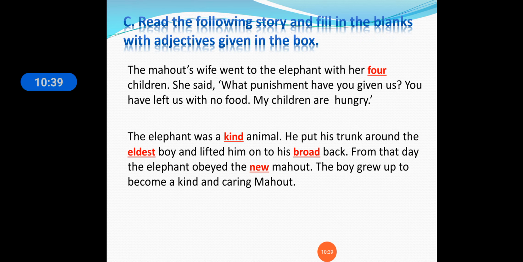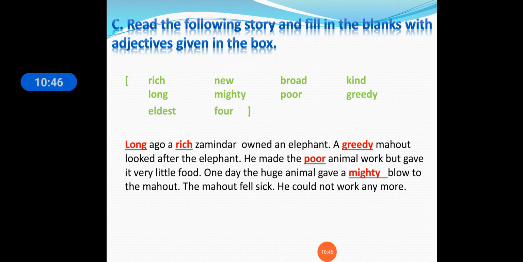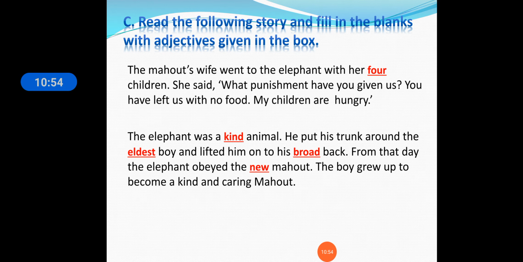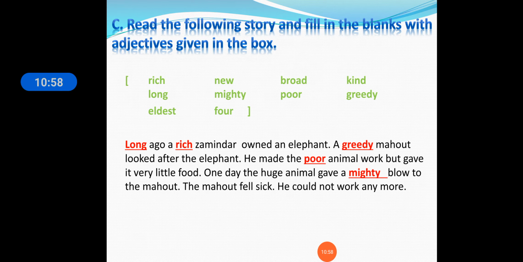Okay, so both was very friendly each other. Okay, so here we have used the words from this bracket: long, rich. One more time we will see what adjectives we have used.